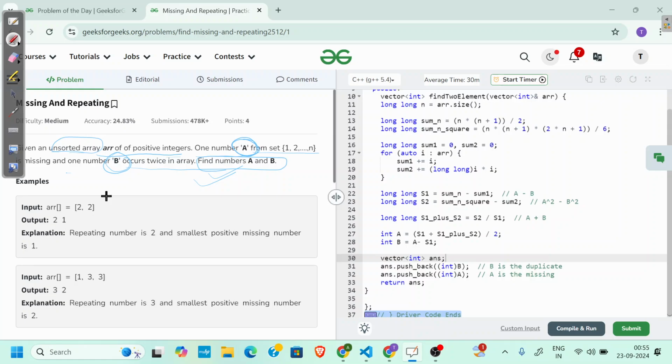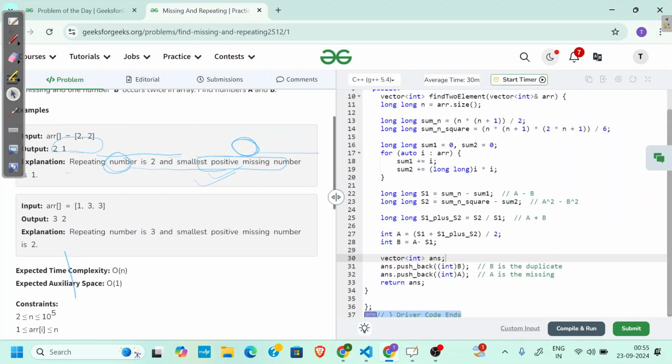Okay, and one more thing: you could do it by sorting, and then easily find which number is not appearing. But sorting will take order n log n, and we want to solve this problem in order n complexity. Expected is order n, and extra complexity is also not required. Sorting will take order n log n, so we will not sort this, and we will directly find A and B without sorting.